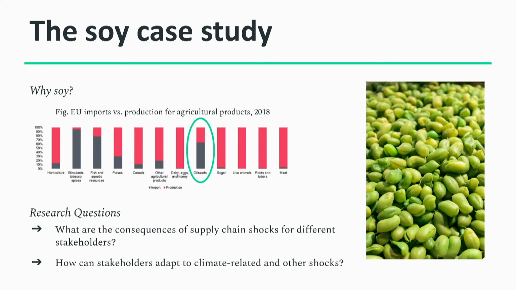And so we were looking at two research questions within this work. So firstly, what are the consequences of supply chain shocks for different stakeholders? And secondly, how can stakeholders adapt to climate-related and other shocks?